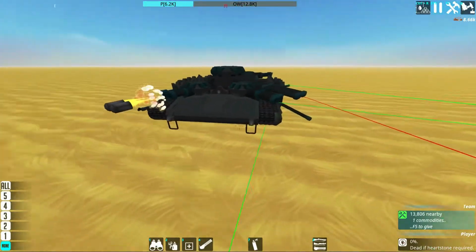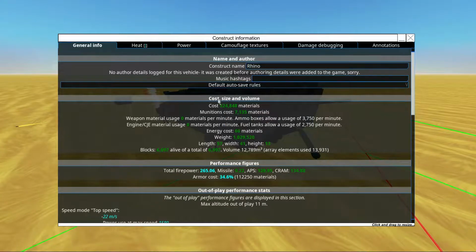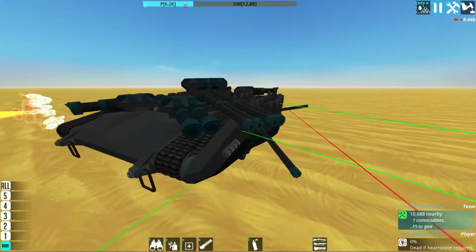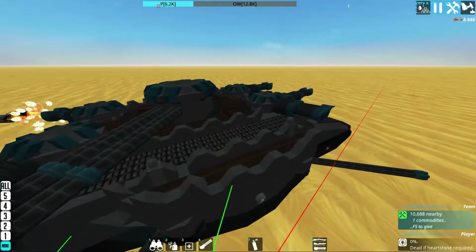Alright, now let's take a look at this rhino. It is 325, almost 1,000 materials, so it weighs over a million. Holy crap. Oh no. Oh, that's a lot. Oh, that is a lot.